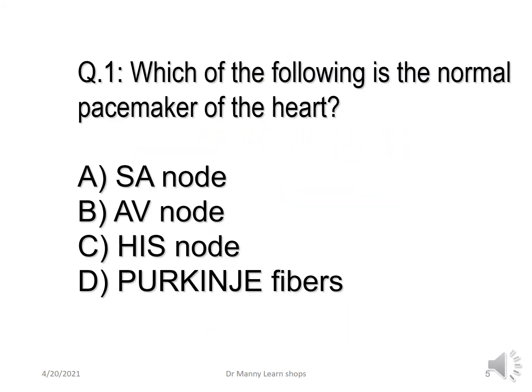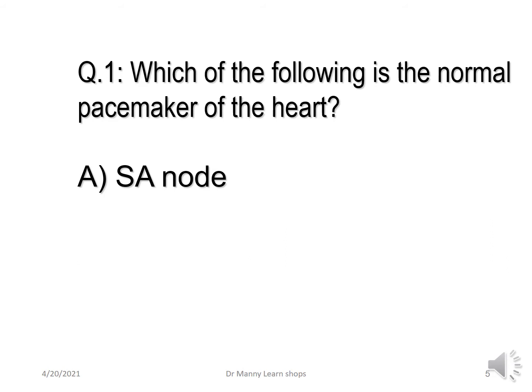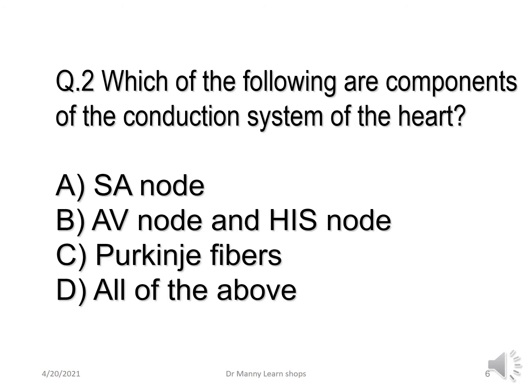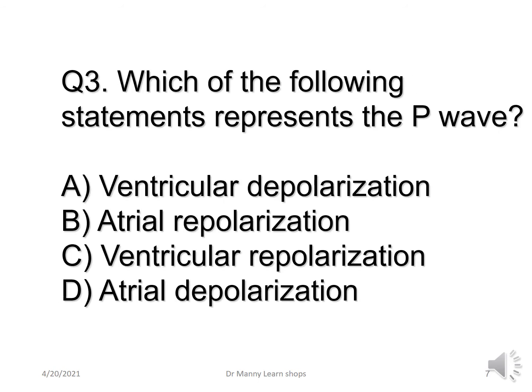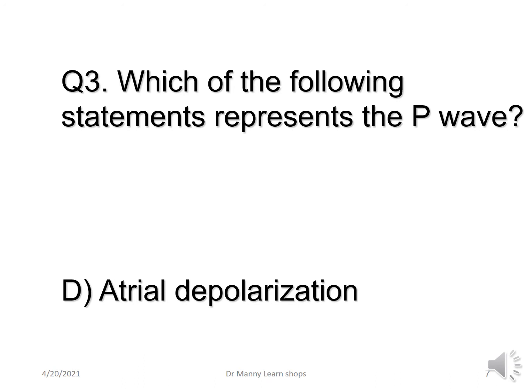Which of the following is the normal pacemaker of the heart? SA node, AV node, His node, or Purkinje fibers? The correct answer is the SA node, the sinoatrial node. Which of the following are components of the conduction system of the heart? SA node, AV node, His node, Purkinje fibers, or all of the above? All of the above is the correct answer. Which of the following statements represents the P wave? Is it ventricular depolarization, atrial repolarization, ventricular repolarization, or atrial depolarization? The correct answer is atrial depolarization.